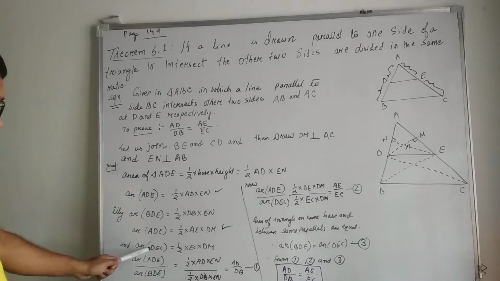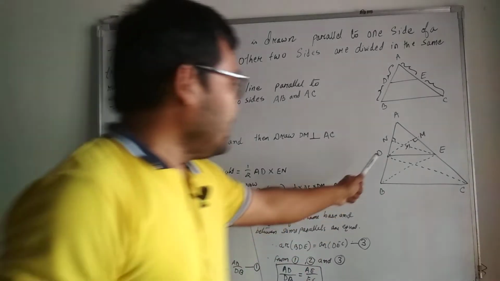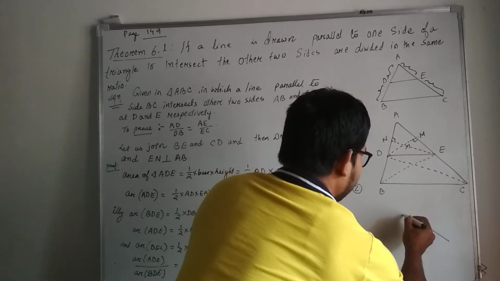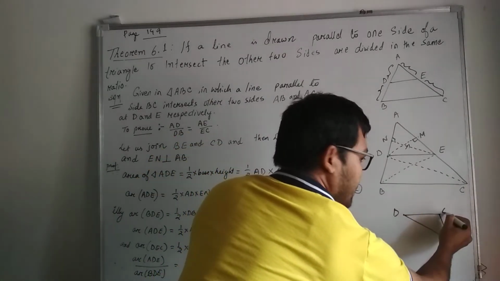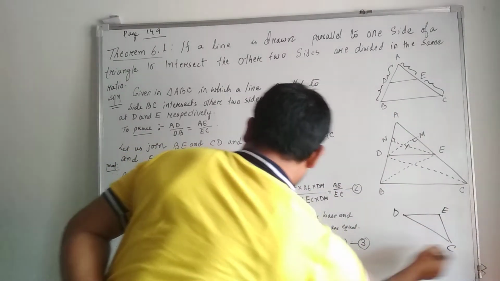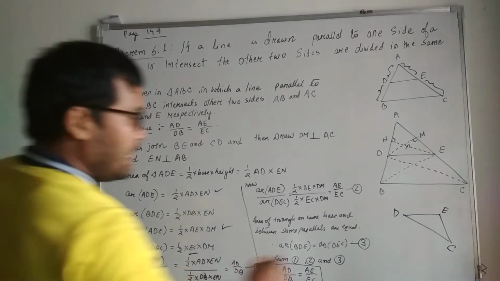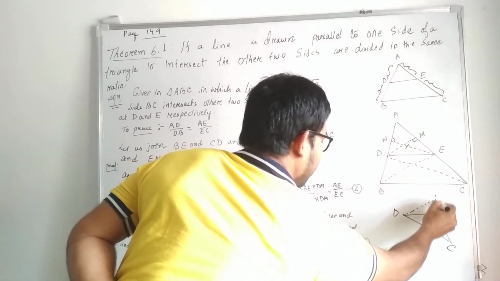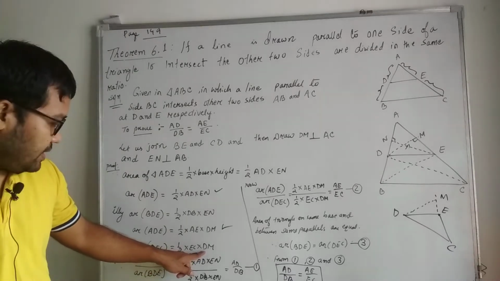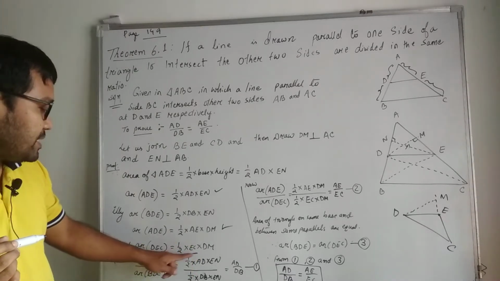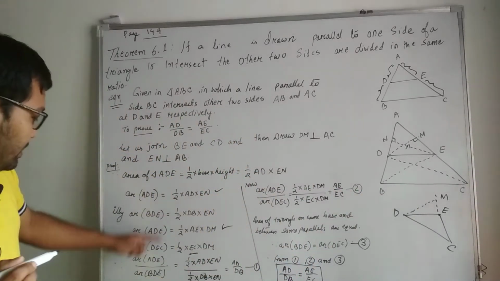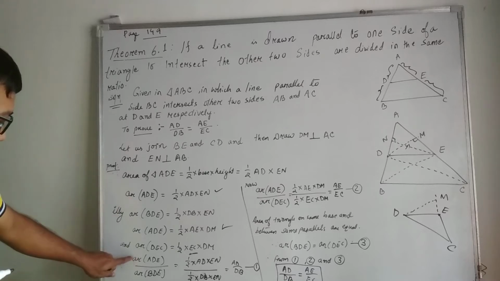Now, area of triangle DEC. Similarly, DEC is something like this. Now, if I need to find the area, the base is EC, and the perpendicular we are taking as the straight line, which is nothing but DM. Clear? Area of DEC equals half into base into height, and the height we are considering to be DM. Simple thing.